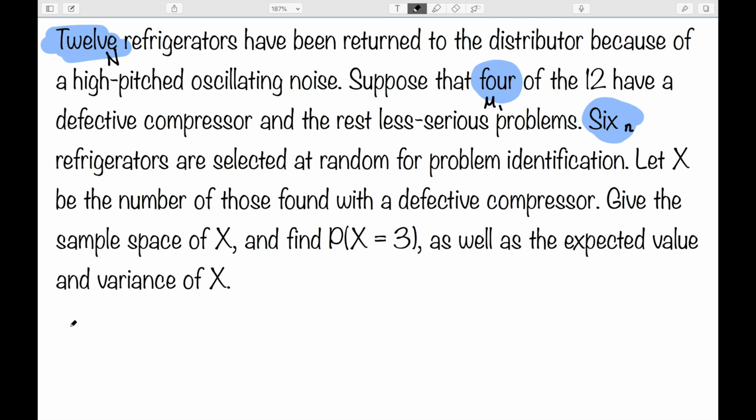Since we have a total of 4 of the 12 that have a defective compressor, the possible number of ones that have a defective compressor, well, we could have 0, 1, 2, 3, or 4. These are the possible values of x. We could have 0 with a defective compressor and 6 without. We could have 1, 2, 3, or 4 with a defective compressor and the corresponding number to add to 6 to be less serious problems. So this is the sample space.